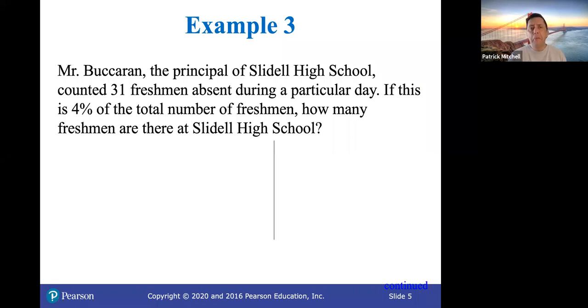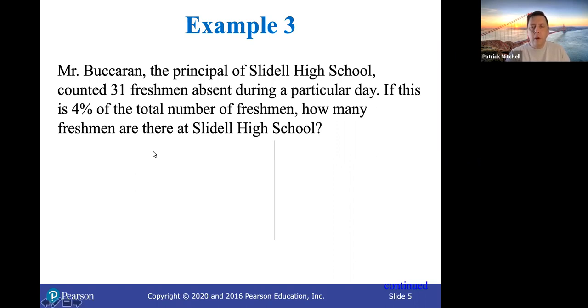Mr. Buckaran, the principal of Slidell High School, counted 31 freshmen absent during a particular day. If this is 4% of the total number of freshmen, how many freshmen are there at Slidell High School?